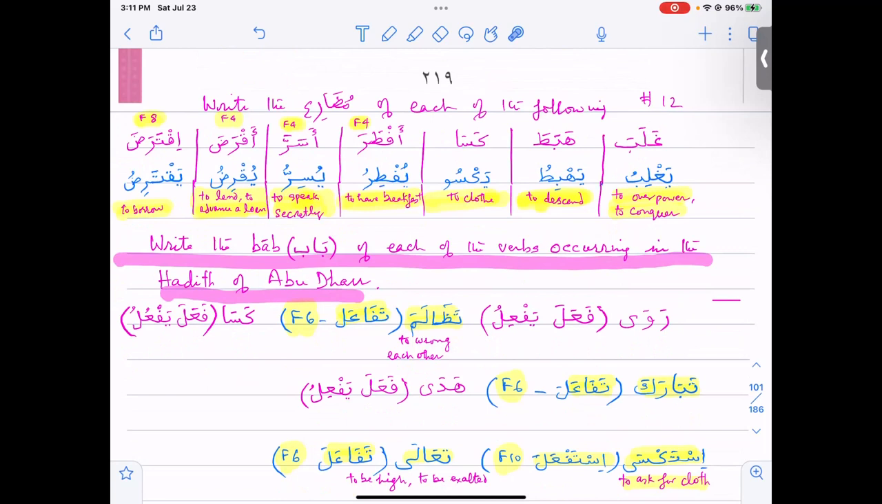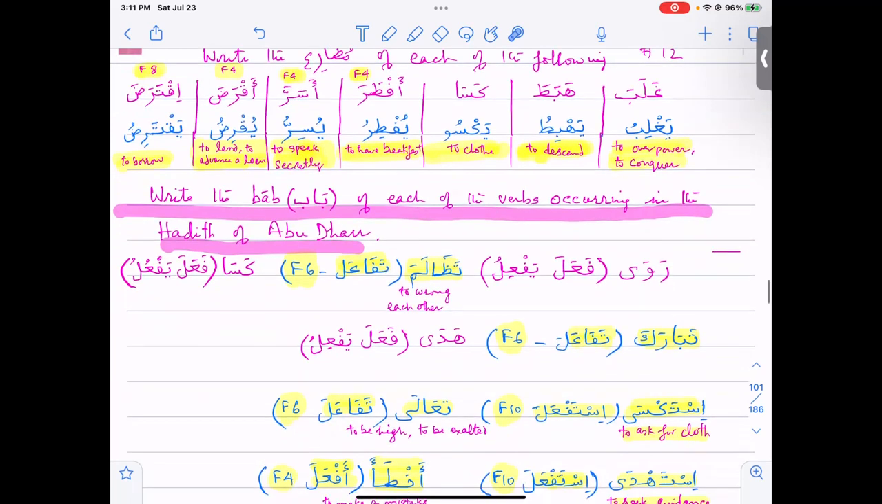Write the bab of each of the verbs occurring in the hadith of Abu Dharr. We read that beautiful hadith. Now, I ask you something, my brother. All these questions are given. We have to attempt them. We cannot skip it; it's not nice to skip, especially when we have the solution of all the tamarin in our hand. We should write it.